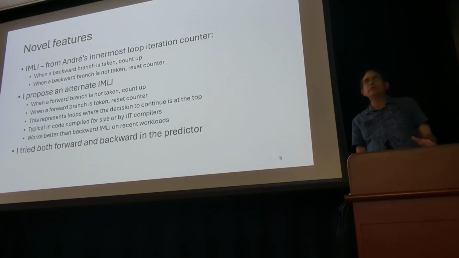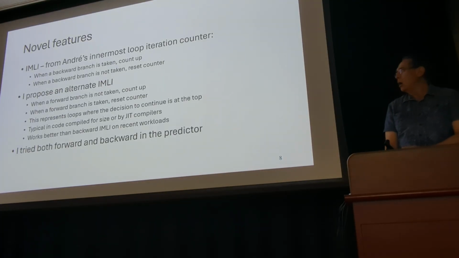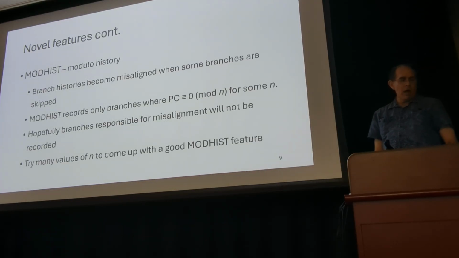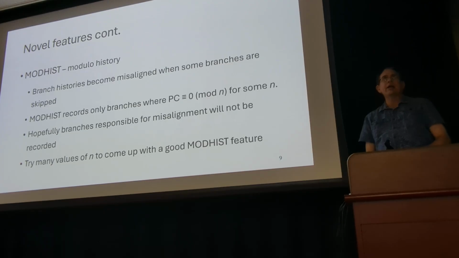And then novel features: the innermost loop iteration counter, which has been talked about a great deal today. Andre had a version of it. I had an alternate version that I came out with in the last branch prediction contest that turned out to work better for those traces, and works better for these traces too. I tried both of them, and the former works best for these traces. And then there are some other novel features that I described 9 years ago. I'm sure none of you remember, some of you weren't even born, but you can read about them.